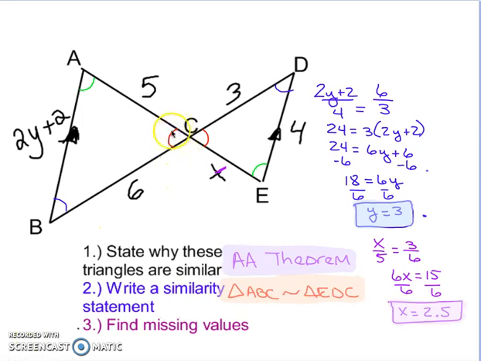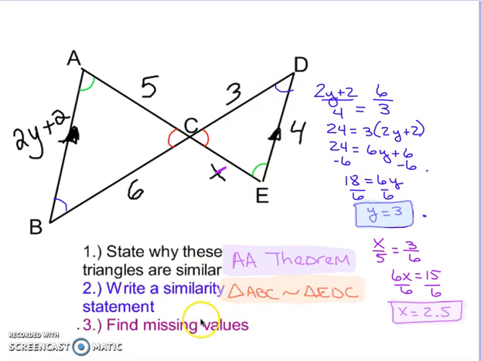So for this last example, the first thing I did was mark the angles that I knew were congruent. So that would be these two vertical angles, these two angles, and then these two angles. And the theorem, how we could state that these triangles are similar, is by the angle-angle theorem. Our similarity statement is triangle ABC would be similar to triangle EDC. Okay, so make sure you check your similarity statement.